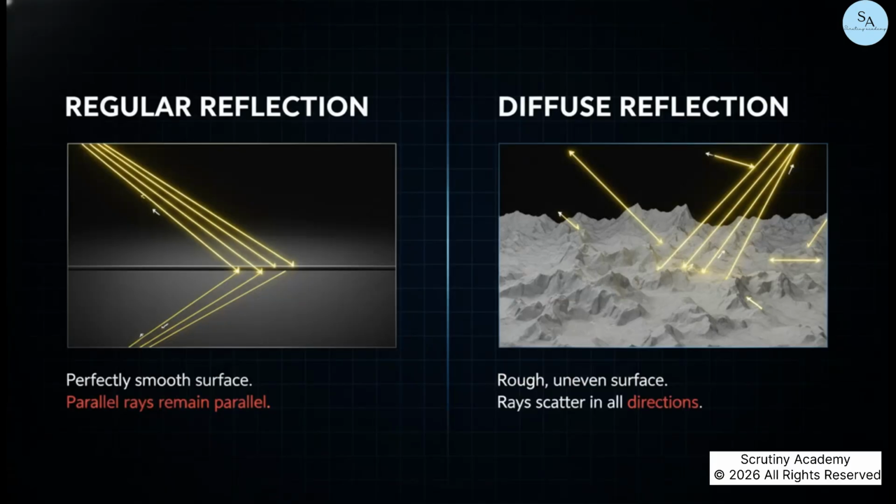But wait, not all reflection is the same. On a super smooth surface like a mirror, you get what we call regular reflection. All the light rays bounce off at the same angle, creating a nice, clear image. But on a rough surface, like a piece of paper or the wall, you get diffuse reflection. Here, the light scatters in all directions. And this is so important. It's the very reason you can see objects that aren't shiny from any angle you look at them.